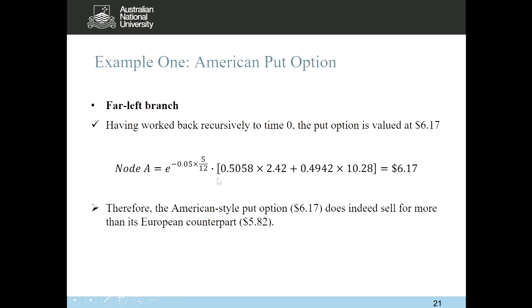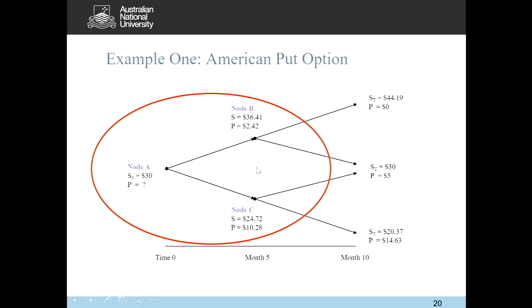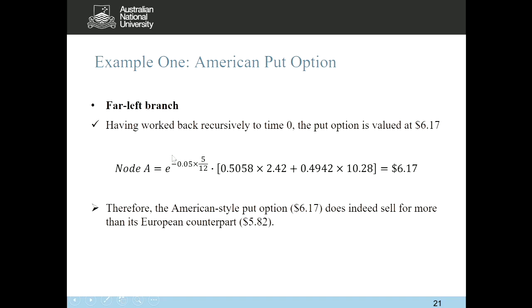So that is the expected payoff from this put option, and we're going to discount back 5 months to the present to get our put option price. So we discount that with the risk-free rate, back 5 months, and we get a put option price of $6.17, right? And bear in mind, if this put option is European style, it's valued at $5.82.